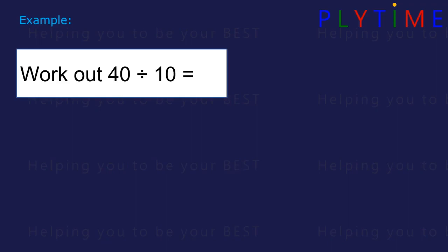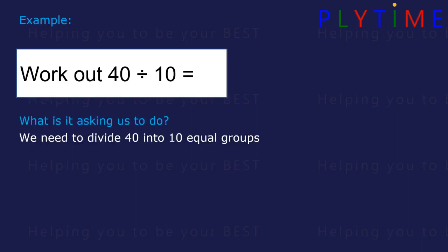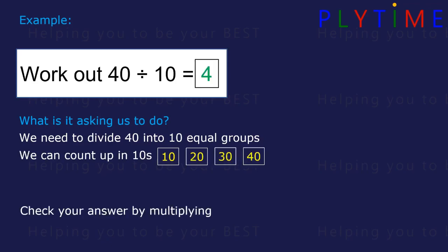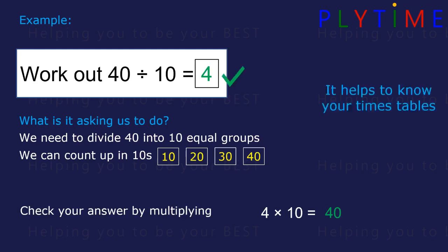Let's look at an example. What's 40 divided by 10? What's it asking us to do? Divide 40 into 10 equal groups. Let's count up in 10s. 10, 20, 30, 40. There are 4 groups. We can check our answer by multiplying. 4 times 10 equals 40. That's right. Remember, it helps to know your times tables.